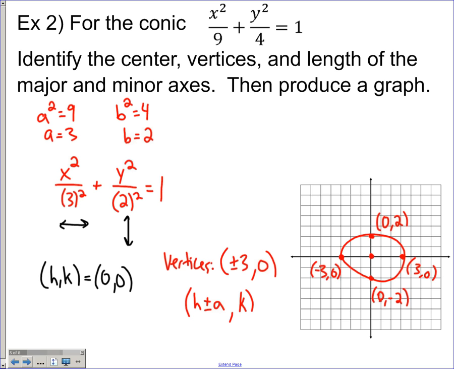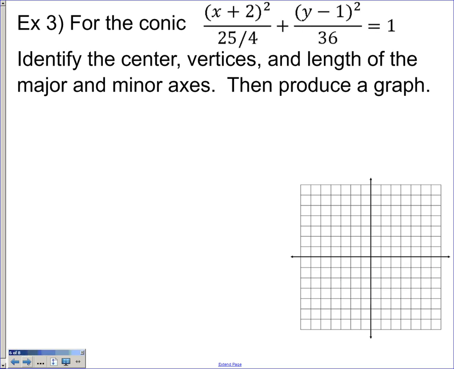Okay, let's go ahead and try another example. This one, you can see right away that x plus 2 squared and the y minus 1 squared mean that we have a shift. So we could identify our center. It's going to be negative 2, 1.